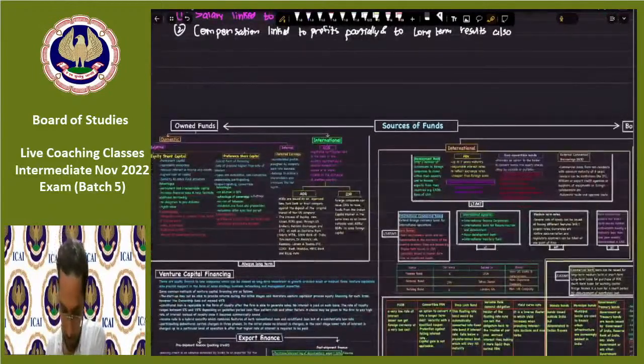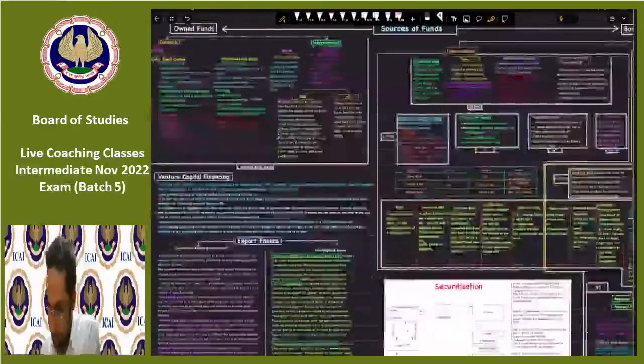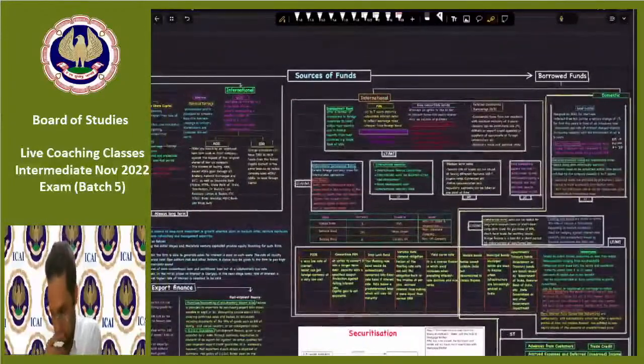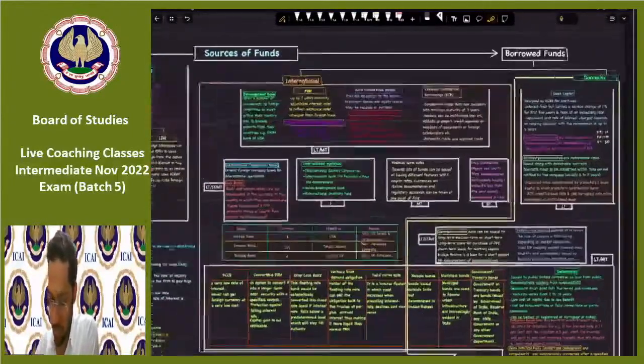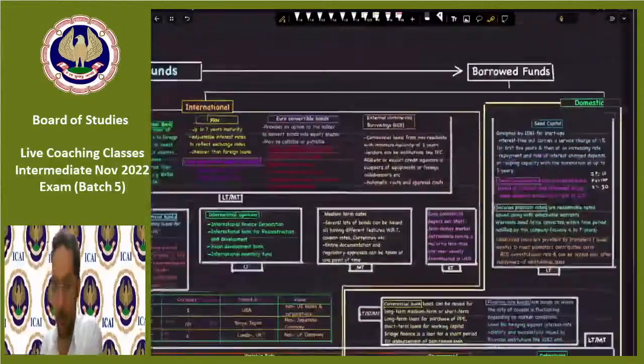Okay, then coming to the borrowed funds category.